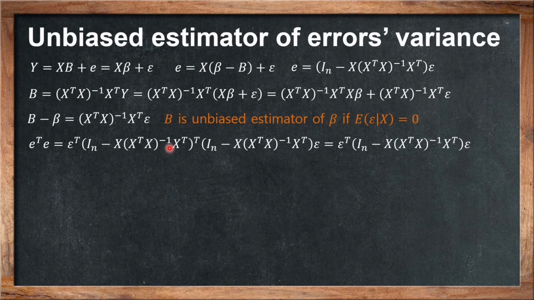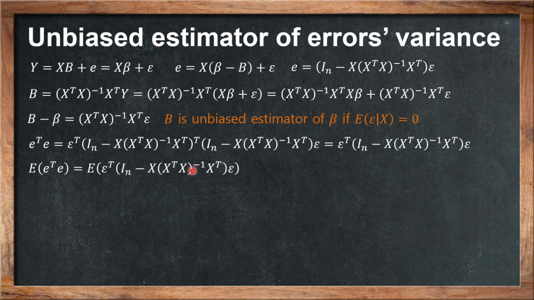You can try to multiply term by term, and then you will see that you will end up with the same thing. So that's why this expression with the self-annihilation matrix will look like this: epsilon transpose, and then in the parentheses we have the identity matrix of size n minus X times X transposed X inverted times X transposed, epsilon. Then if we take the expected value of E transpose E, it will look like this.